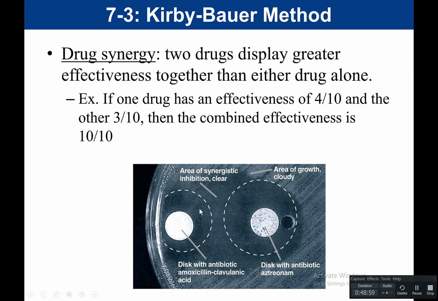And so an example that you can see here is here's your disc, here's your clear zone, here's your clear zone. And notice that if I were to look across this disc, my zone of inhibition should end roughly where this dotted line is. Yet we still see a zone of inhibition in between there. This is an example of drug synergy. This drug synergy is because when these two drugs are combined, it's more effective than either drug alone. And so this would be drug synergy.